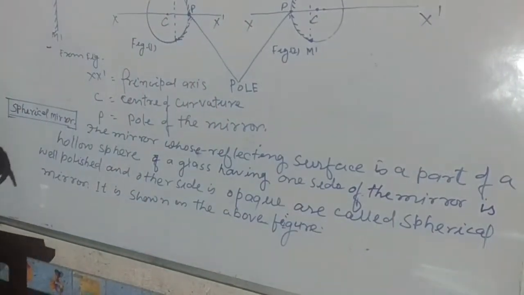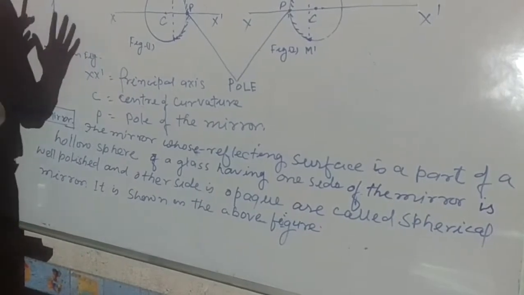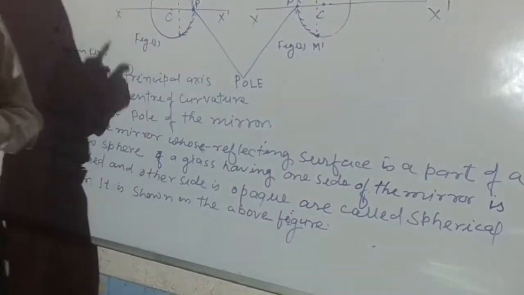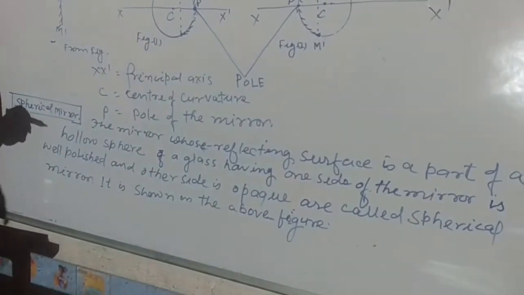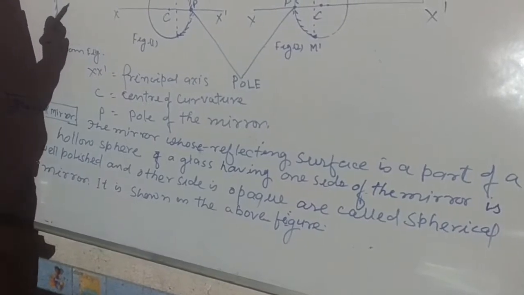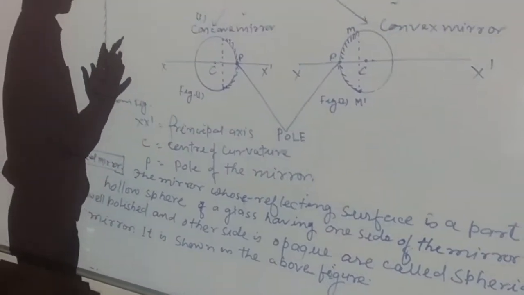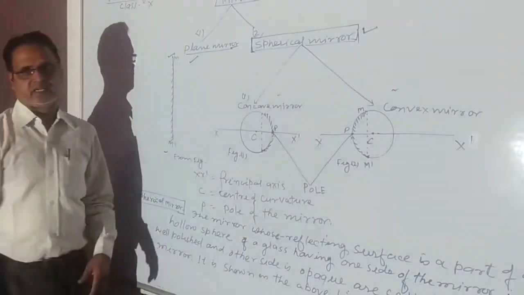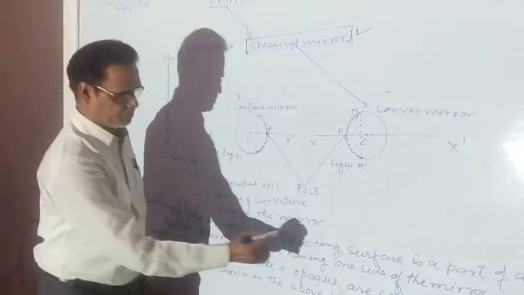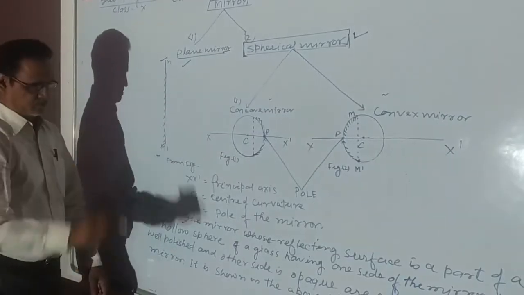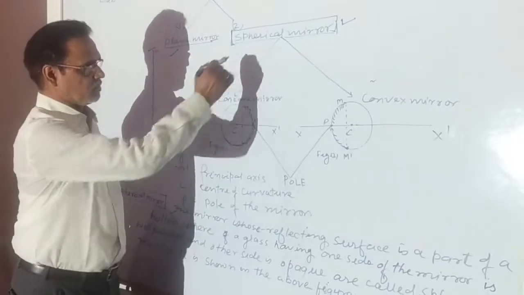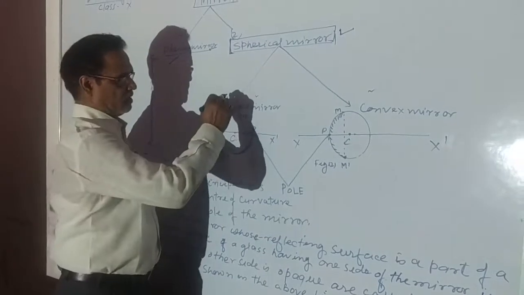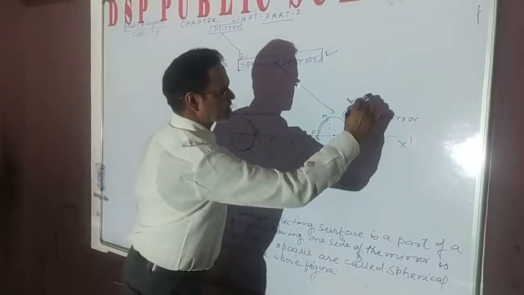So what is a spherical mirror? It is a part of a hollow sphere of glass, a piece of a hollow sphere. Having one side of the mirror well polished, and the other side is reflected. So that is called a spherical mirror. It is defined in this way. Now a spherical mirror is further classified in two ways: concave mirror and convex mirror.